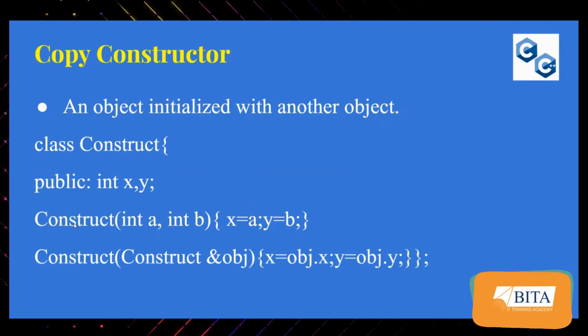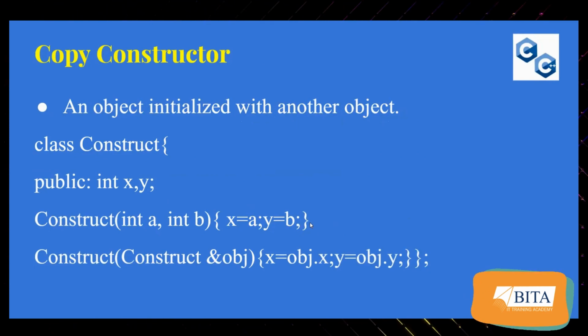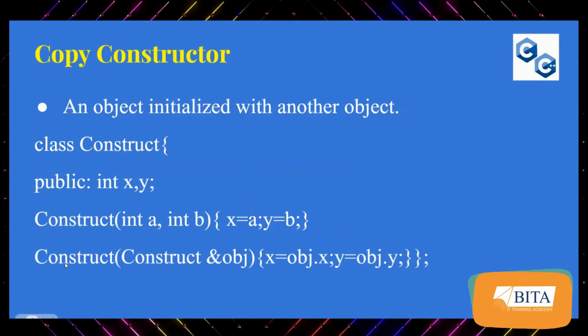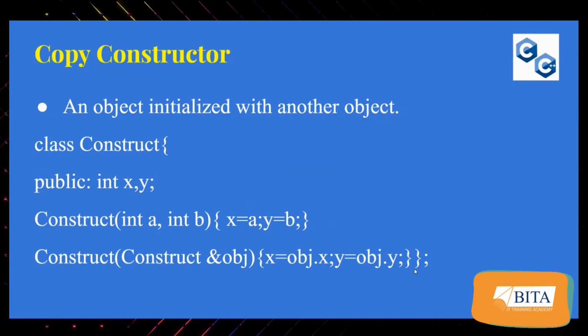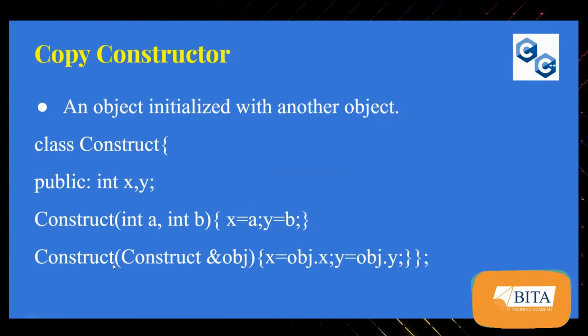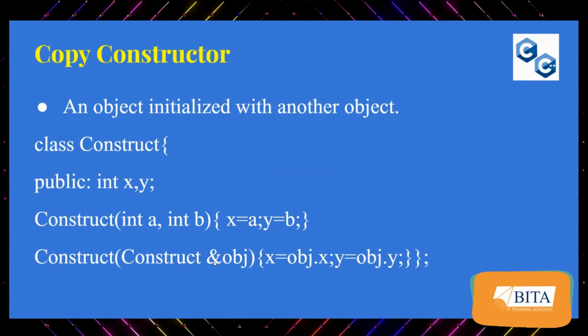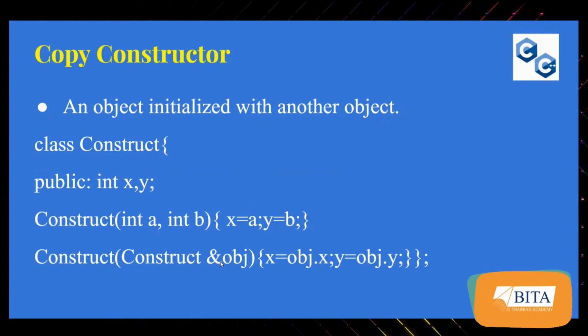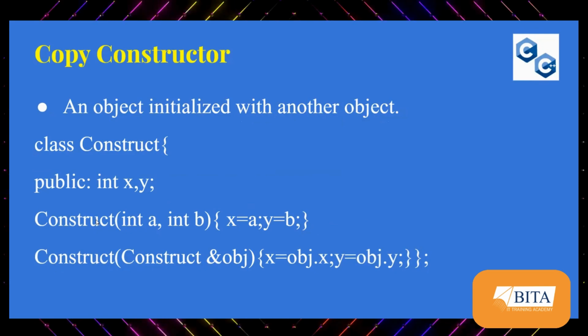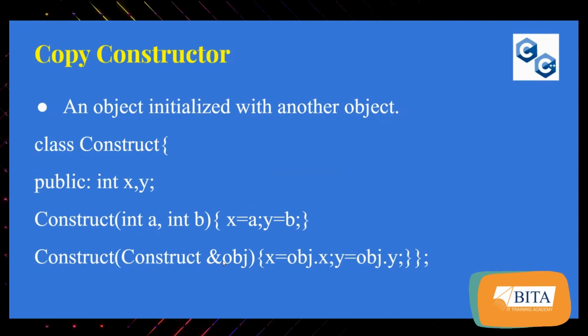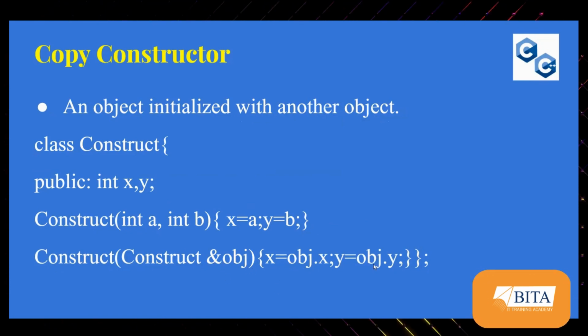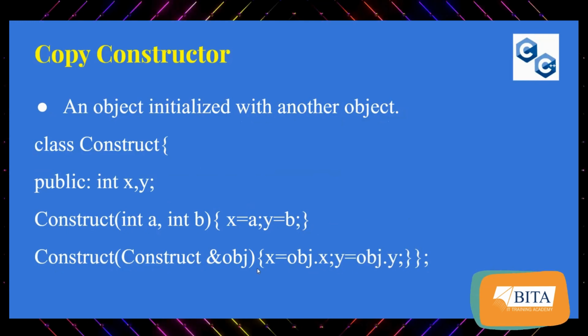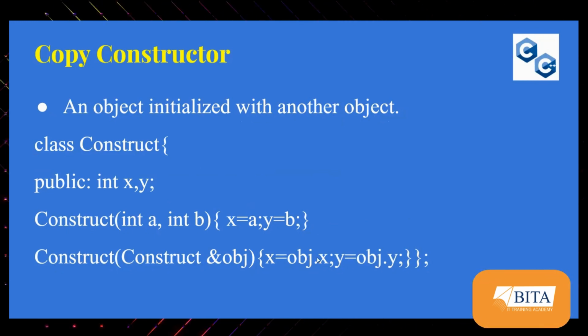See, this is the parameterized constructor. And this is the copy constructor. The copy constructor takes an object as the argument. This object is the object of the parameterized constructor. Its values are copied here inside the copy constructor.